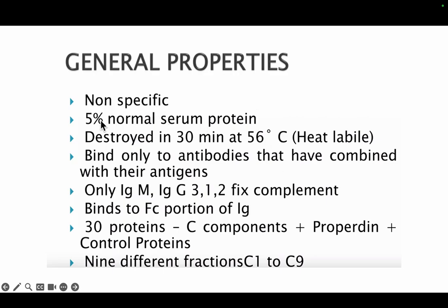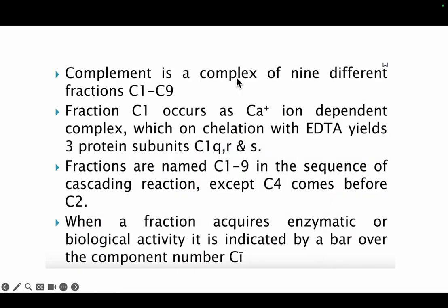These are non-specific. It makes up 5% of normal serum protein, and is destroyed in 30 minutes at 56 degrees Celsius, that is, heat labile. It binds only to antibodies that have combined with their antigens. Only immunoglobulin M and immunoglobulin G (IgG1, IgG2, IgG3) fix complement. It binds to the Fc portion of immunoglobulin. There are 30 proteins: C components plus properdin plus control proteins. Complement is a complex of 9 different fractions, C1 to C9.